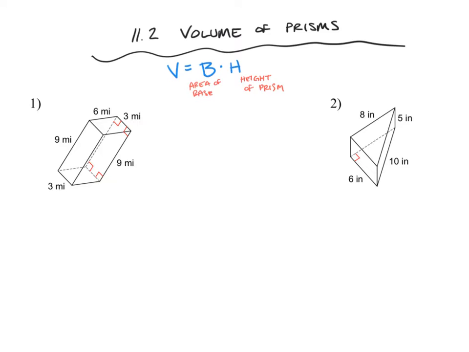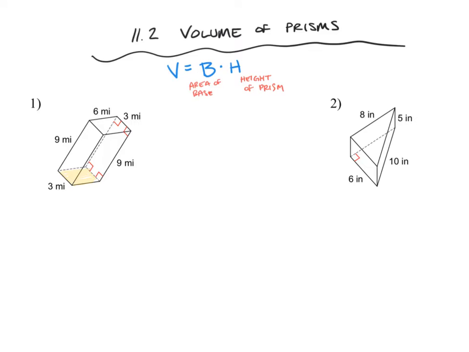So when I do this first example, number 1, the first thing I always like to do is shade in my base. Now this is a rectangular prism. I know it's a rectangular prism because all its sides are rectangles. With a rectangular prism, I can pick which rectangular face I want to call the base. So I'm going to pick this one because it looks very base-like to me. There's no wrong answer here. So I'm going to call that the base.